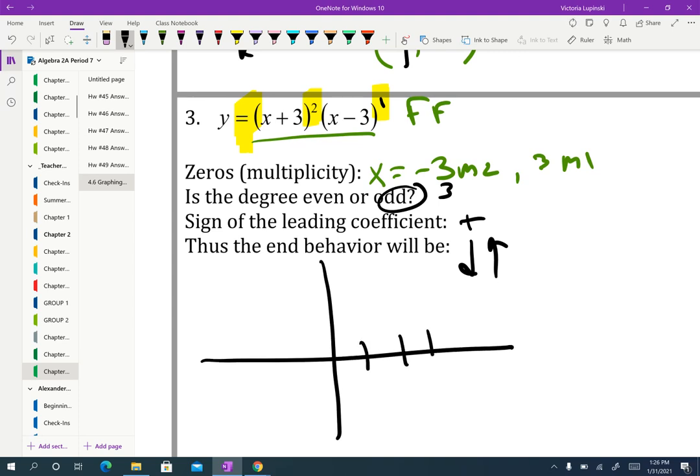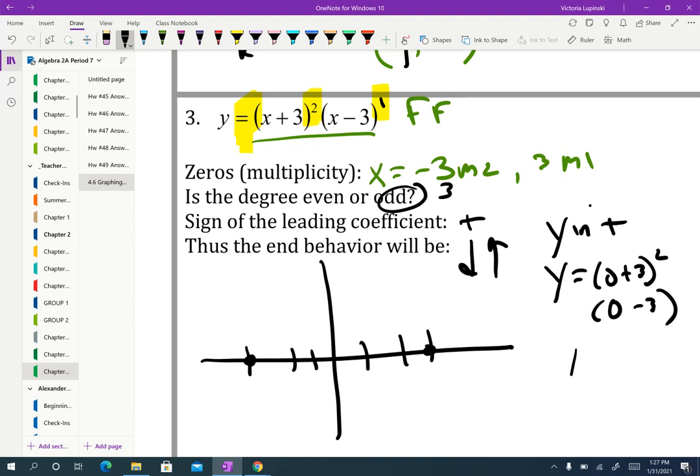So +3, -3. And again, if you wanted to find the y-intercept, you would have to put a 0 in for all the x's, which would give you 0 plus 3 squared times 0 minus 3. That would give you a +9 times a -3, which would be a -27. So we know that it's somewhere in the negative region, which is just a quick way for you to see if you're right. So end behavior is down up.